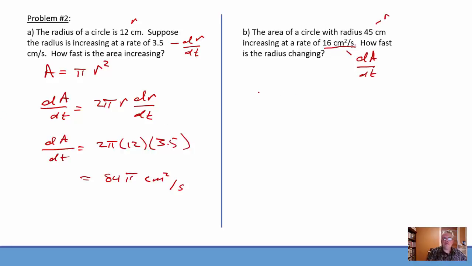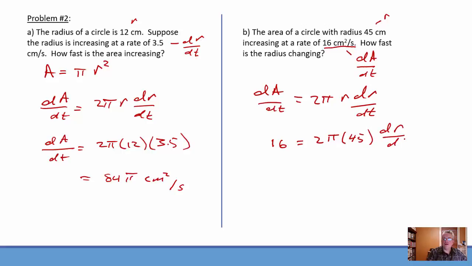So it's the same formula here. So let me write down our formula. dA/dt equals 2 pi r dr/dt. And they just gave us different information. dA/dt is 16. It's 2 pi times the radius, which is 45, times dr/dt, which is what we're trying to find. So this time, we have to solve for dr/dt. So we've got to divide by this mess. So that'd be 16 over 2 times 45, which is 90, so we have 16 over 90 pi equals dr/dt. And if you were concerned about the units, that would be centimeters per second.